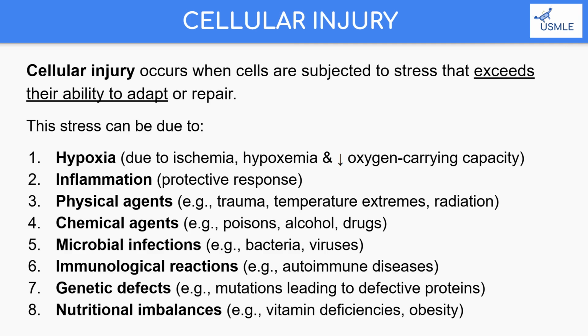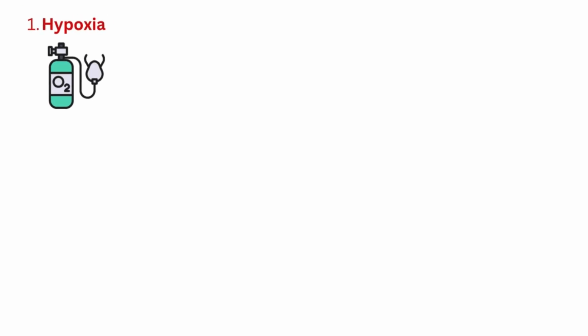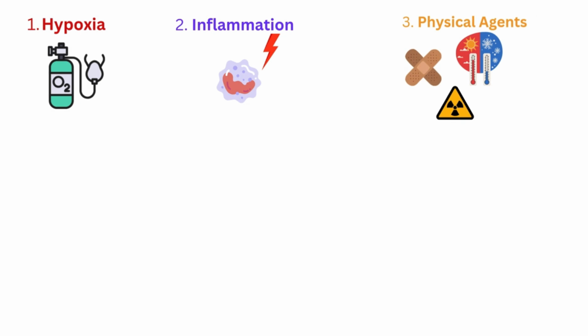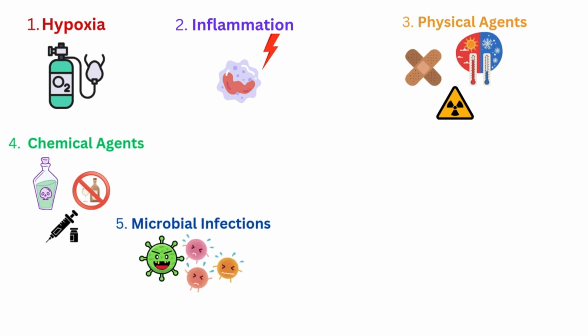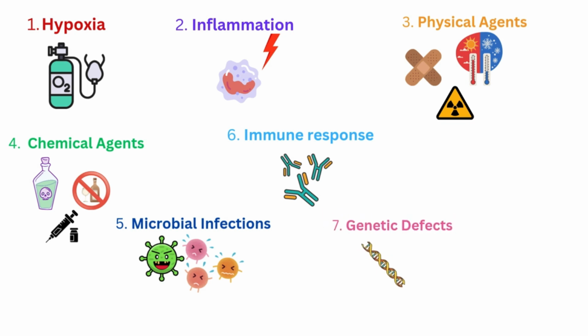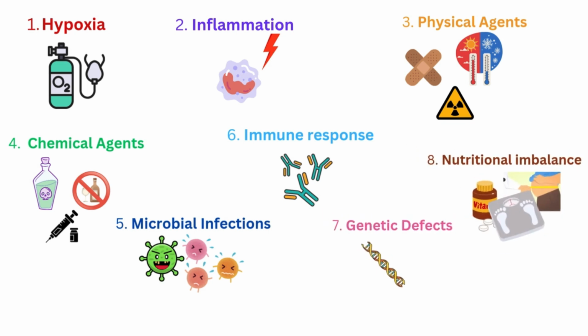This stress can be due to number 1, hypoxia, due to ischemia, hypoxemia, and decreased oxygen carrying capacity. 2, inflammation, which is a protective response. 3, physical agents, for example, trauma, temperature extremes, and radiation. 4, chemical agents like poisons, alcohol, and drugs. 5, microbial infections, for example, bacteria and viruses. 6, immunological reactions, for example, autoimmune diseases. 7, genetic defects. And 8, nutritional imbalances with vitamin deficiencies or obesity.